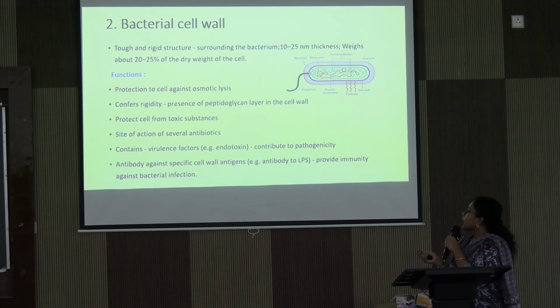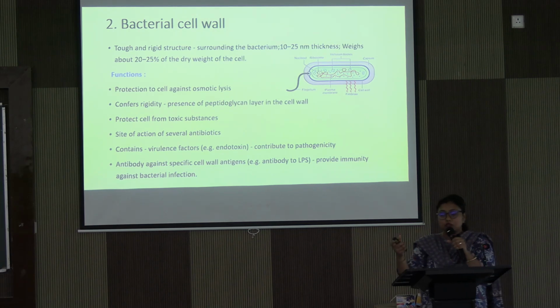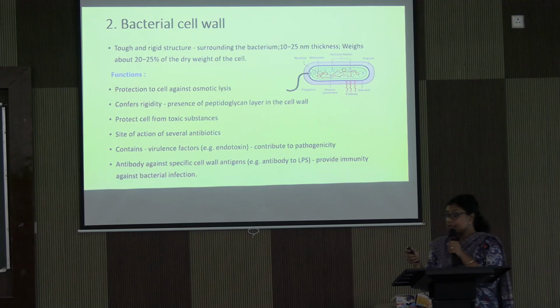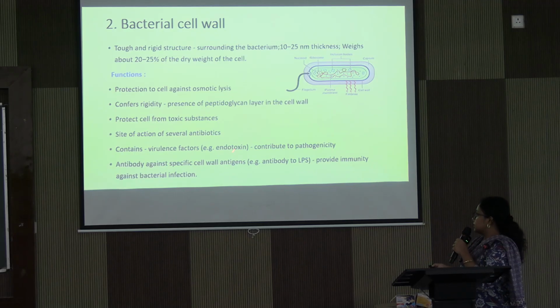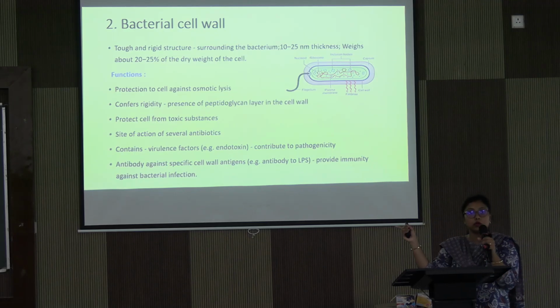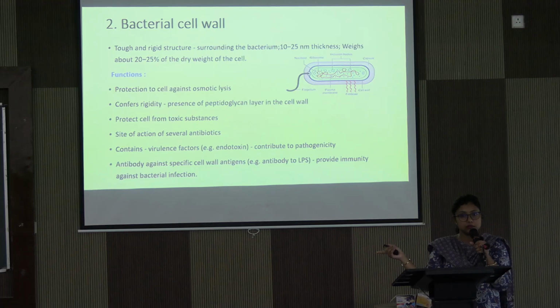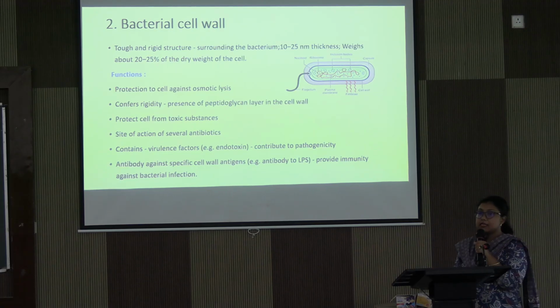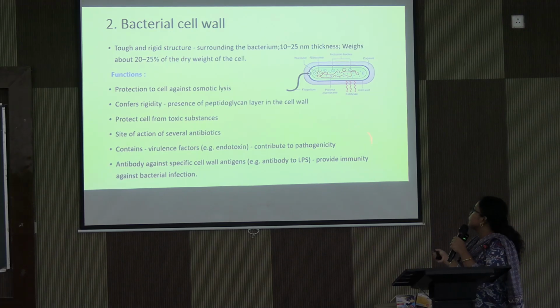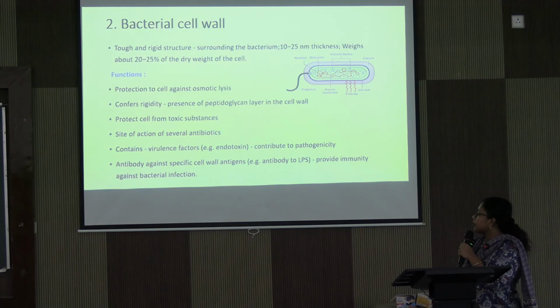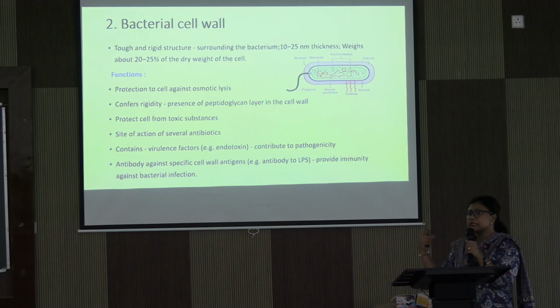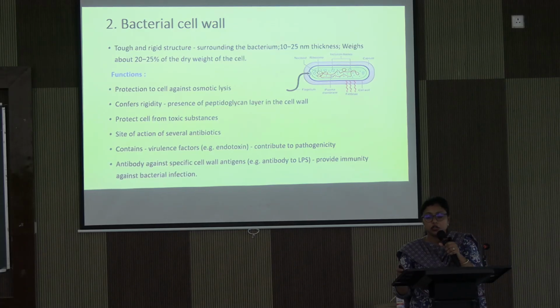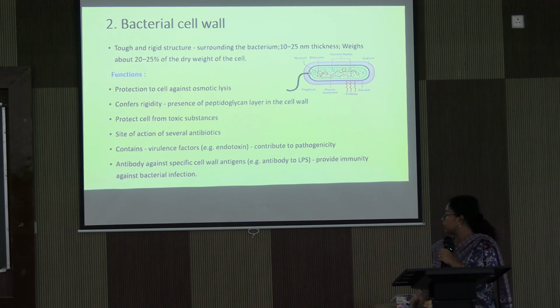Now we come to pathogenesis. It contains virulence factors like endotoxin. You know, there are 2 kinds of toxin, endotoxin and exotoxin. So the bacterial cell wall contains endotoxins which contribute to the pathogenesis, and antibodies against specific cell wall antigens provide immunity against bacterial infection also. So we have also used them in immunology.